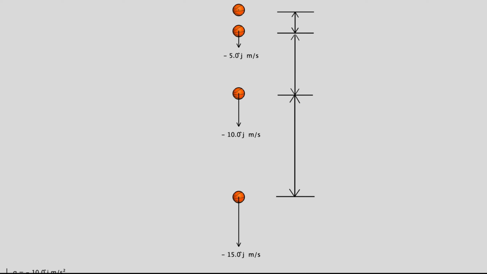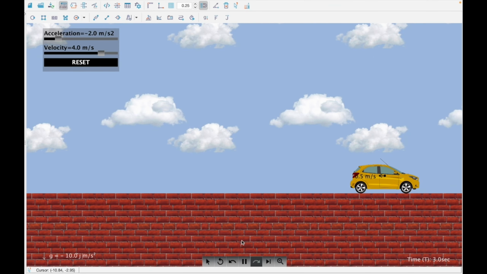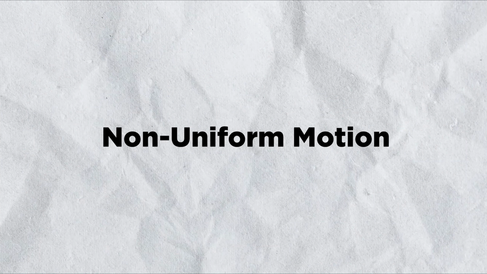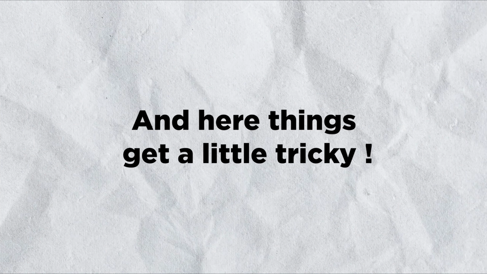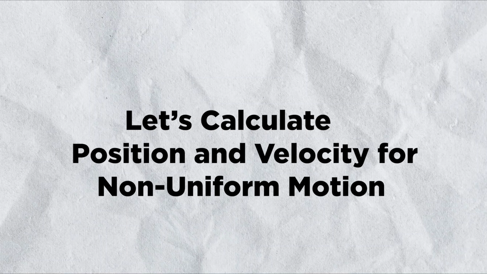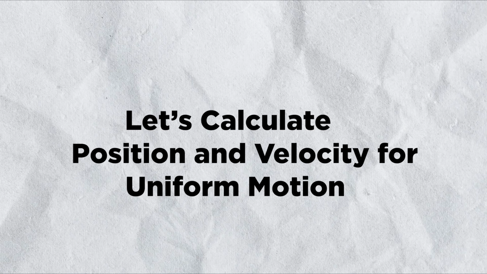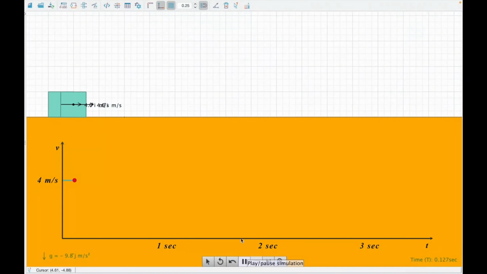Notice the images are not equidistant from each other. That is, the ball is covering unequal distance in equal intervals of time. Or look at this car, where both speed and direction are changing. All these examples are of non-uniform motion. And here things get a little tricky, because we are going to calculate the velocity and position at any time during this motion. But before we get into that, can we calculate the position at any time in case of uniform motion? Let's go back to our previous simulation and draw its VT graph for more clarity.